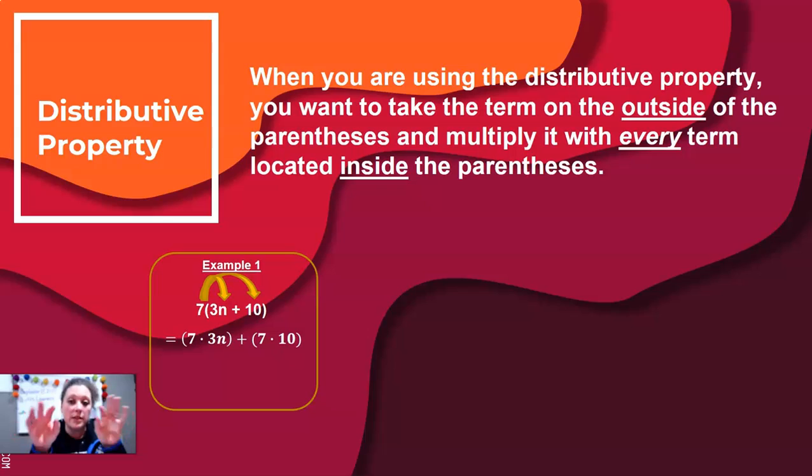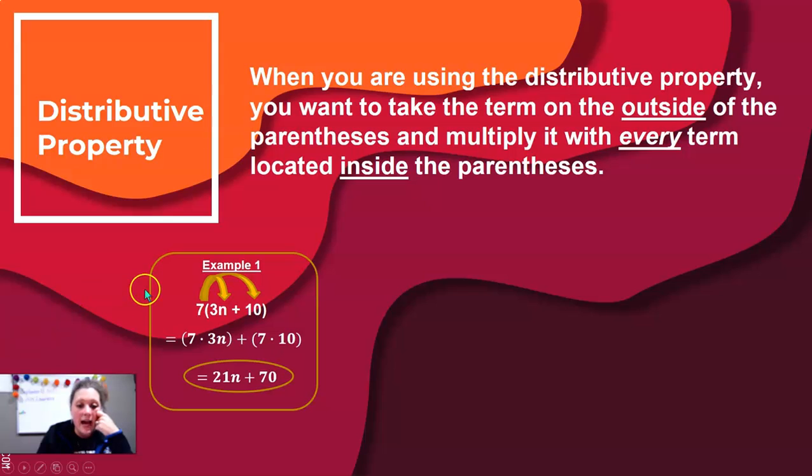So it's like two separate multiplication problems. The number of terms that are located inside the parentheses are going to tell you how many different multiplication problems you are going to have to complete. So there's two terms, so we have to do two multiplication problems. So I have 7 times 3n, which is 7, so I'm just going to multiply the coefficients, which is 21, and I just have the variable n. And then I have 7 times 10, which is 70. And that's my final answer.